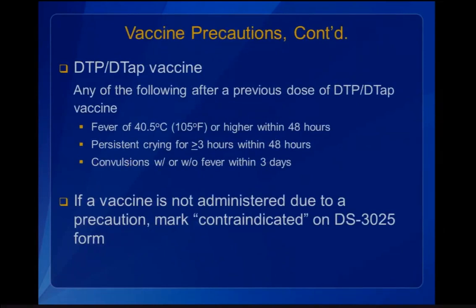For the DTP and DTaP, the precautions are a fever of 40.5 or greater within 48 hours, persistent crying for greater than 3 hours, and convulsions with or without fever within 3 days. And again, if it's not administered due to a precaution, mark contraindication, and I'm sorry, I put DS-3025, but it would be Form I-693.